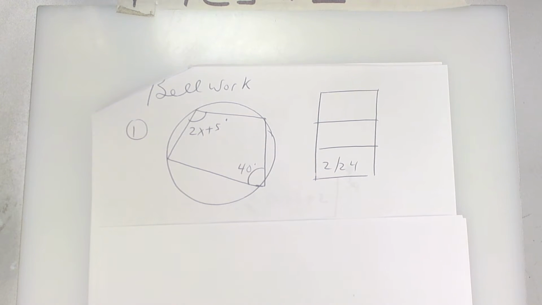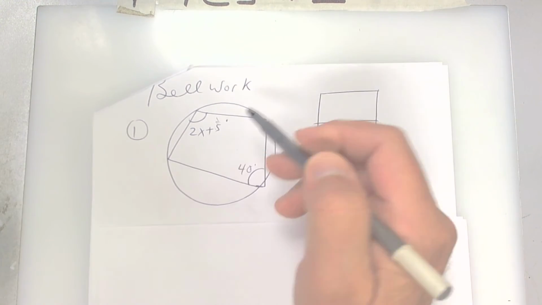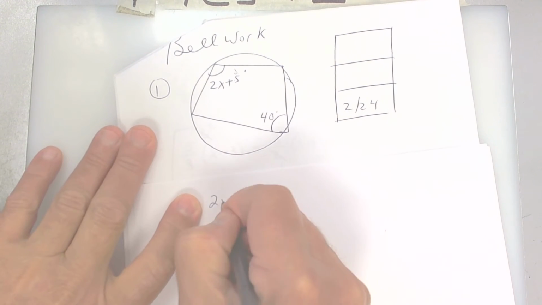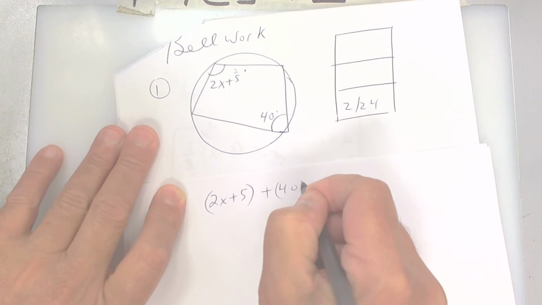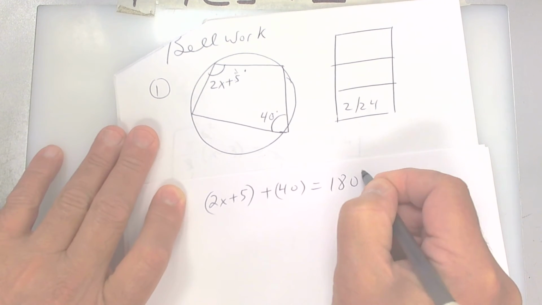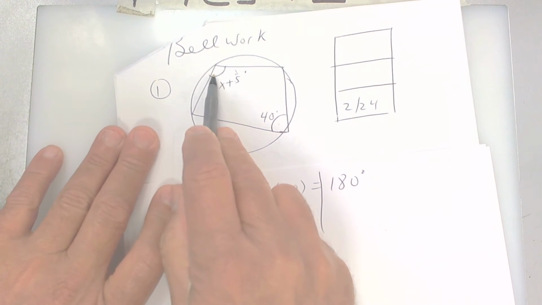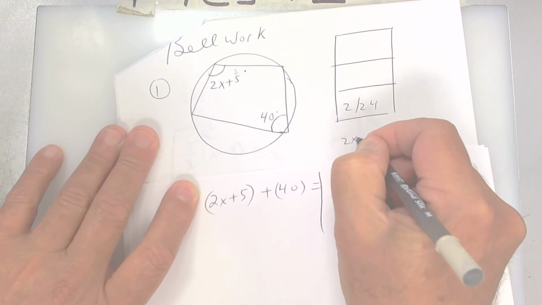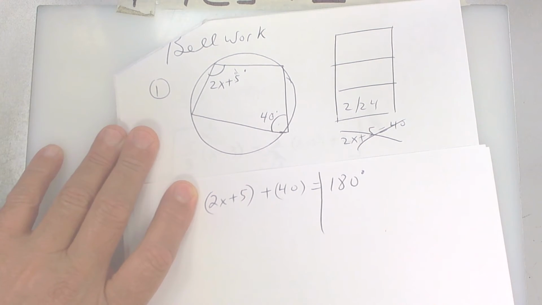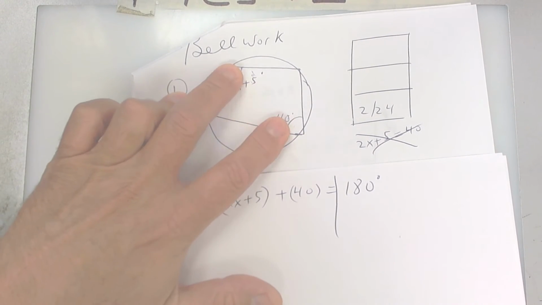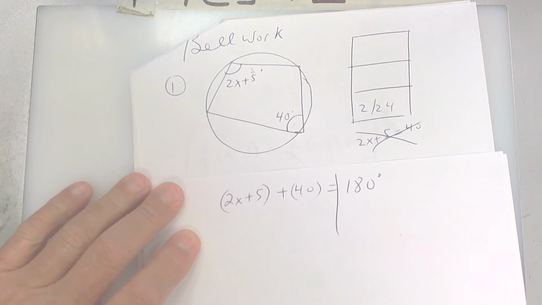All right, this one right here, you were taught yesterday that these two add up to 180. So you should put 2x plus 5 plus 40 is equal to 180. Yesterday, I said they were equal. I put 2x plus 5 is equal to 40. That's not the case. These two are supplementary, which means they add up to 180.